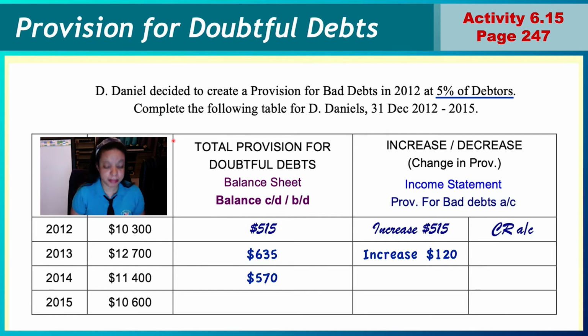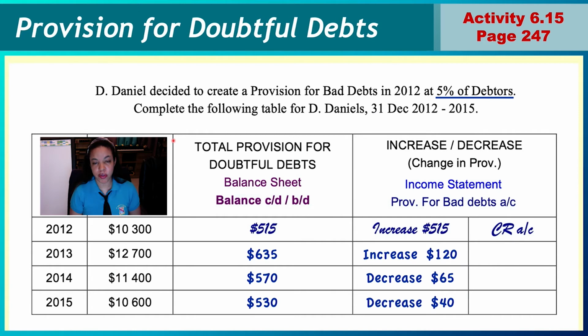So 2014, let's go back, it's 5% of 11,400, which gives you 570. It was 635 before, so what you have is a decrease in the provision. How much did it decrease by? $65. So decrease 65. 2015, it is 530 because 5% of 10,600 is $530. So which means if it was 570 before, 530 now, there was a decrease of $40.